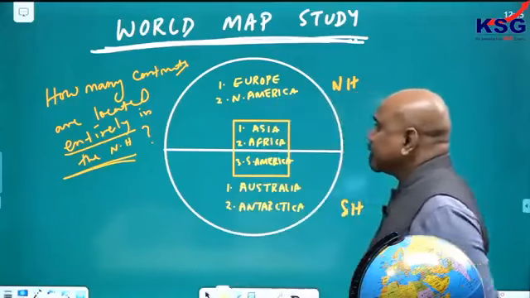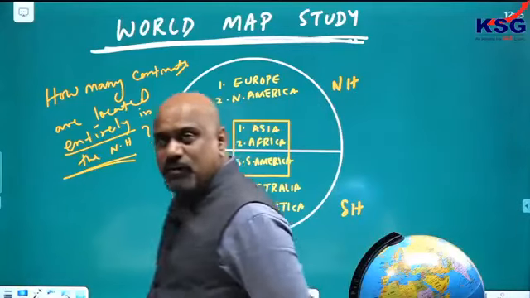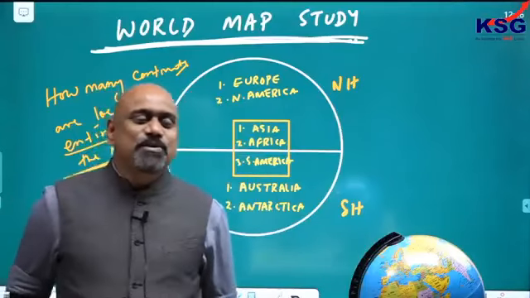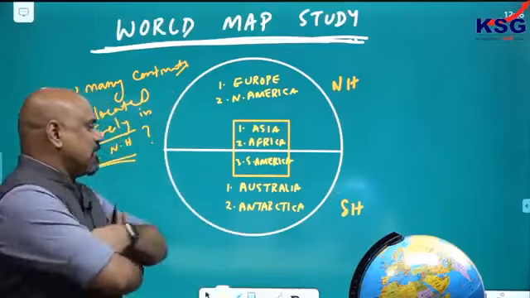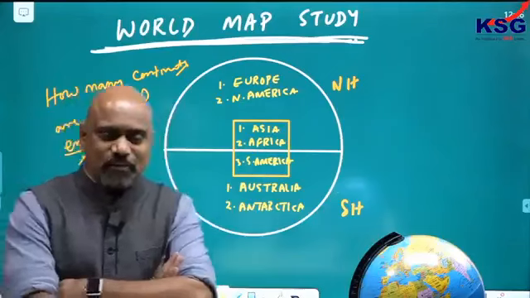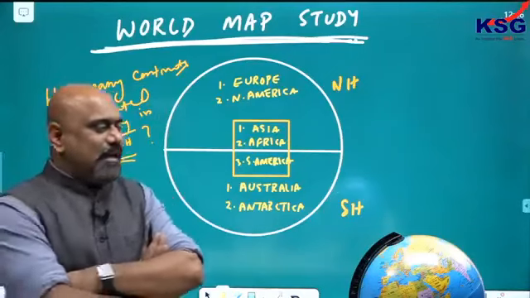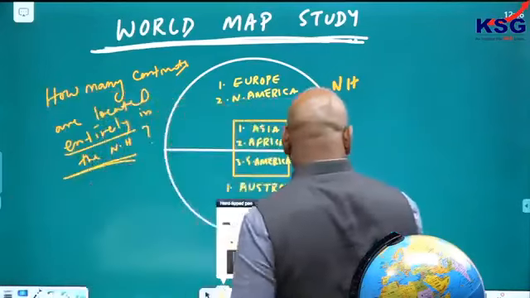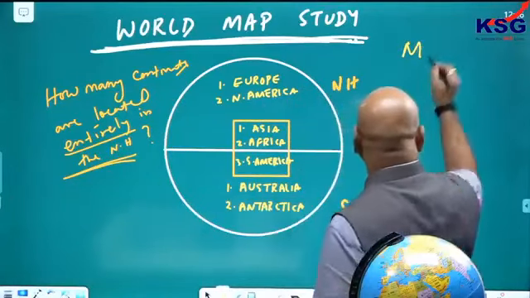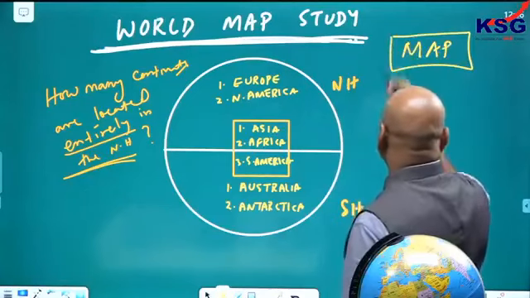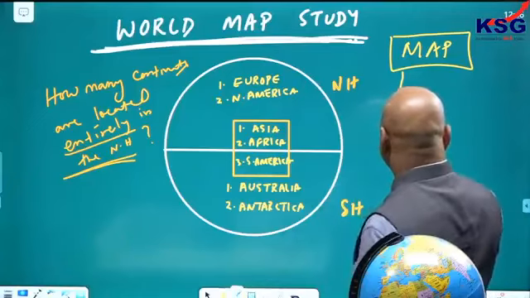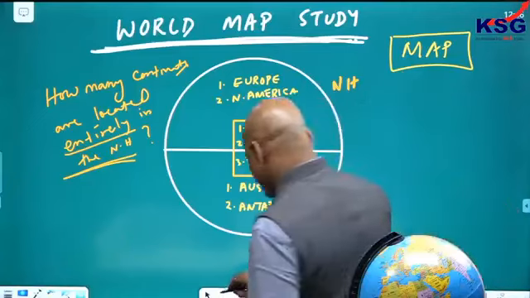My friends, out of 7 continents, 2 are up, 2 are down, and the rest are in the middle. 2 in the upper northern part, 2 in the southern part, and 3 in both the hemispheres. Can you see these things in the world map? Political map of the world. Let me tell you, if you look at the map here, I told you what a map is. Now maps are of different types. Map can be a political map, physical map, or even a military map.